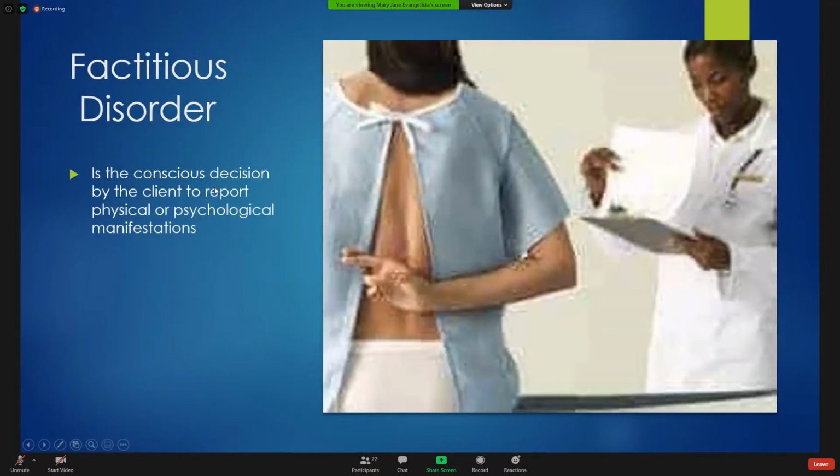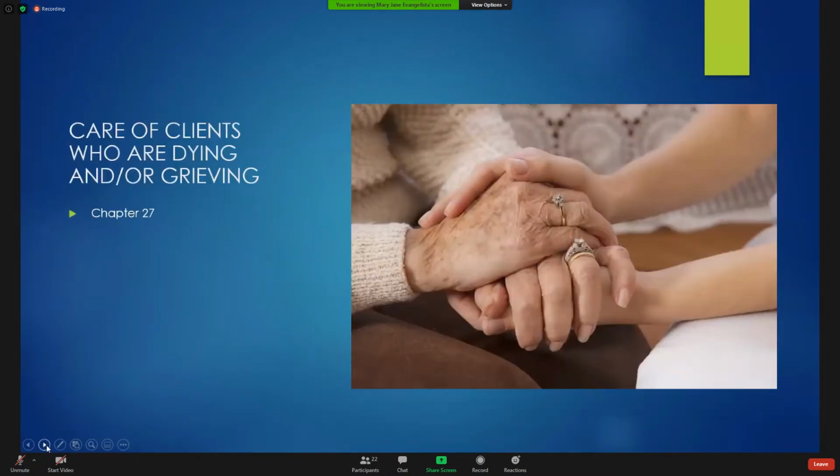And then the next one is factitious disorder. This is a conscious decision by the client to report physical or psychological manifestations. Meaning to say, the patient will go to the doctor and report what's going on physically or psychologically. But actually, the reality is they are anxious or depressed about something.